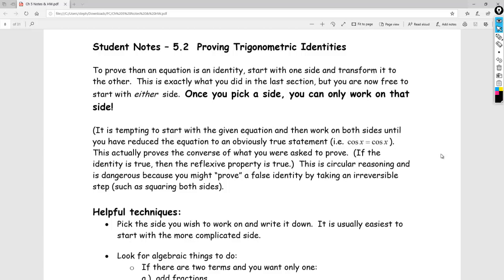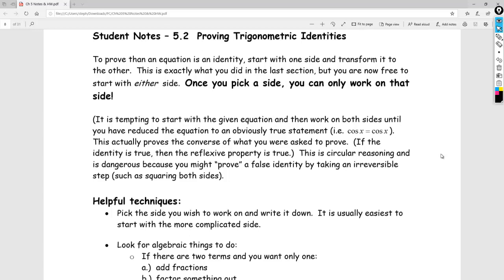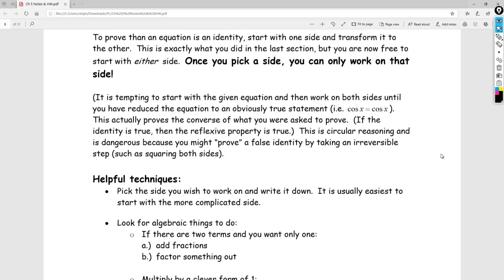Hi everyone, so we are delving a little bit deeper into trigonometric proofs. So just a little bit of helpful information. Again, when you are asked to prove an identity and you have two sides to your equation, you're going to want to pick one side and only work with that side.